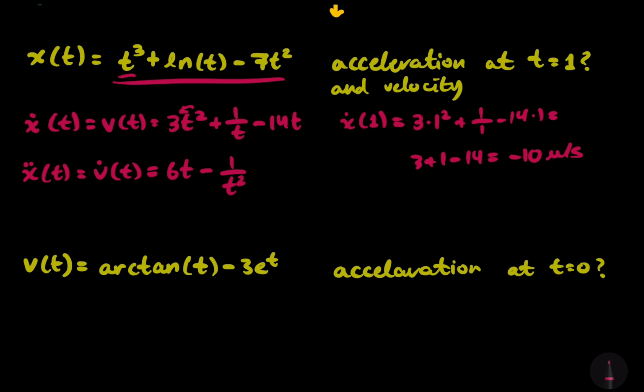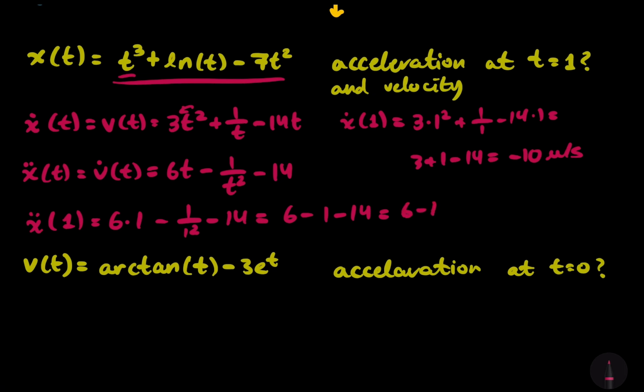I encourage you to try this out for yourself, by the way, to gain more practice on taking derivatives. And then negative 14t, very simple. The derivative of that is just negative 14. So if we want to find x double dot of 1, then that's going to be equal to 6 times 1 minus 1 over 1 squared minus 14, which is 6 minus 1 minus 14, which is 6 minus 15, which is negative 9 meters per second squared, assuming we're in SI units. So that's our final answer.